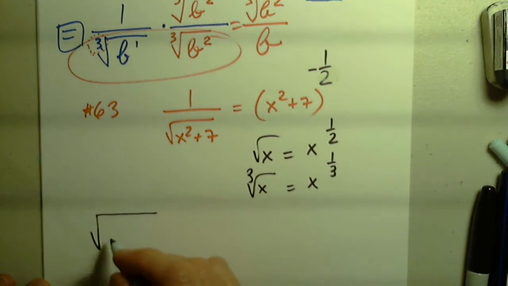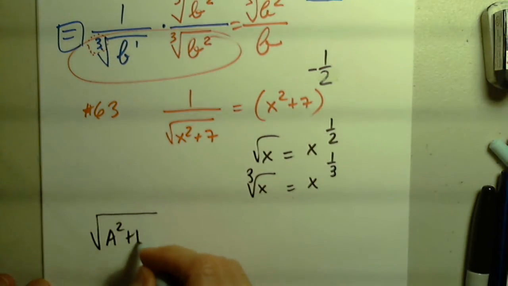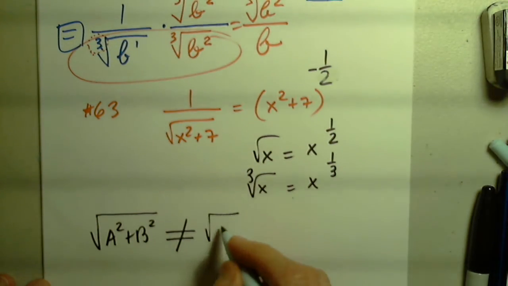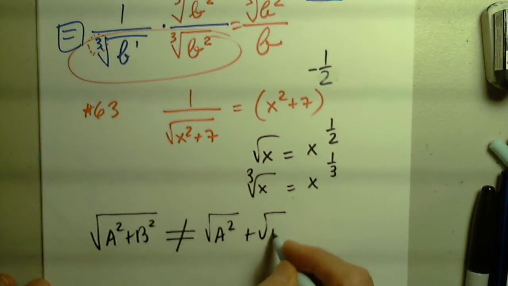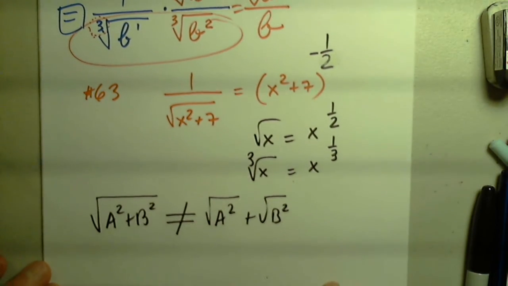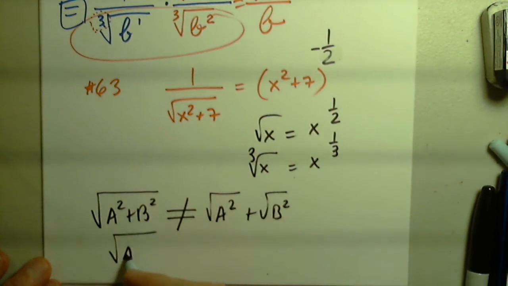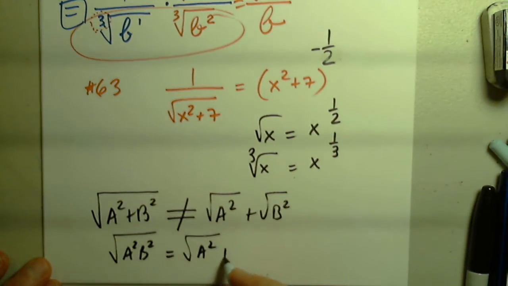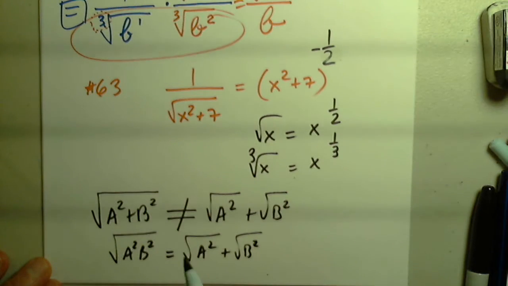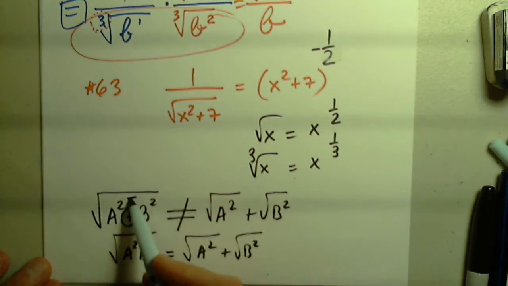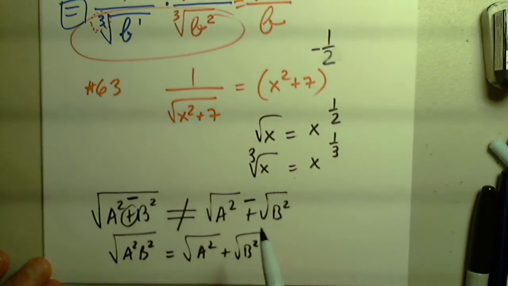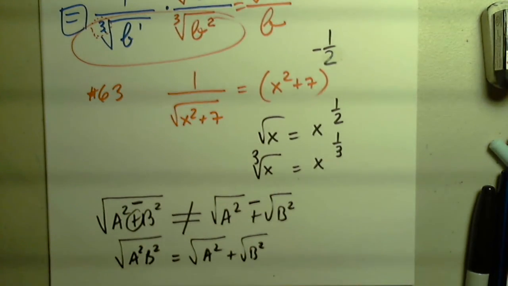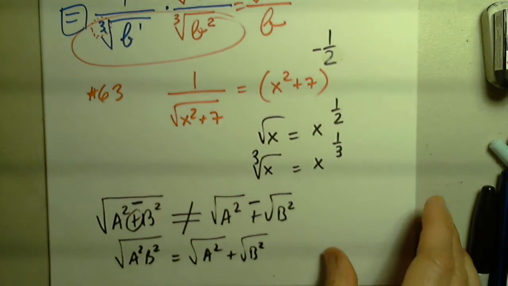The square root of a squared plus b squared never equals the square root of a squared plus the square root of b squared. The square root of a squared times b squared, yes, this is the square root of a squared times the square root of b squared. But if we have a sum or a difference, we can never simplify. Oh wait, I get it now. My bad. I was having a brain fart. No worries. That's okay.